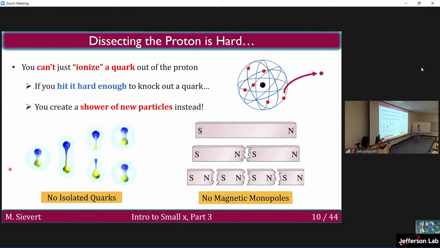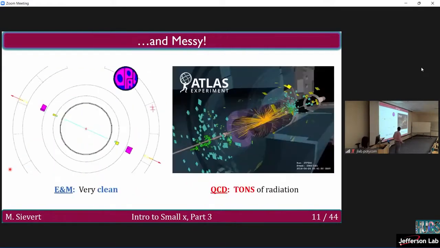In exactly the same way, you cannot take a bar magnet and break it apart and find an isolated north and south pole. You cannot break apart a hadron into its constituents. You end up with smaller bar magnets that have the same properties as before. So we have to work a lot harder to study the structure of QCD compared to QED.